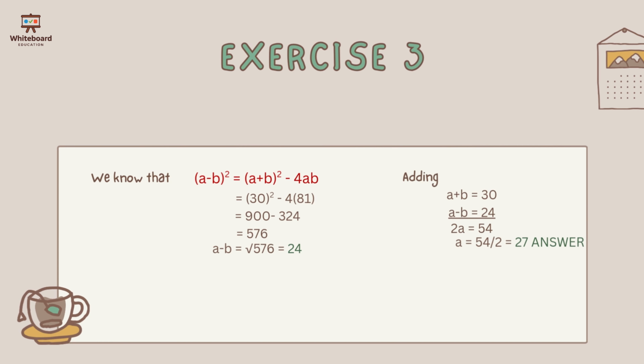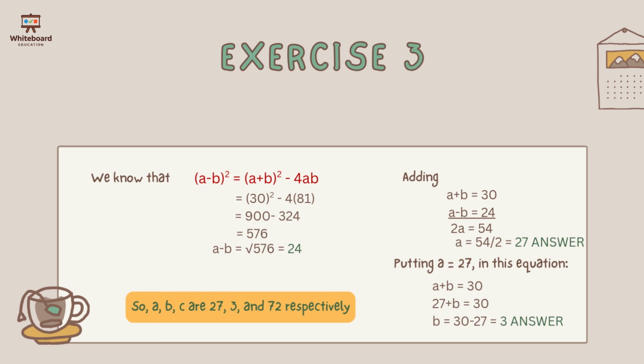Now, we can simply add the equations A plus B equals 30 and A minus B equals 24. So we get 2A equals 54, and thus the value of A is 27. Lastly, to find the value of B, we put A equals 27 in this equation, A plus B equals 30. So B equals 30 minus 27, and thus 3 is the answer. So, A, B and C are 27, 3 and 72 respectively.